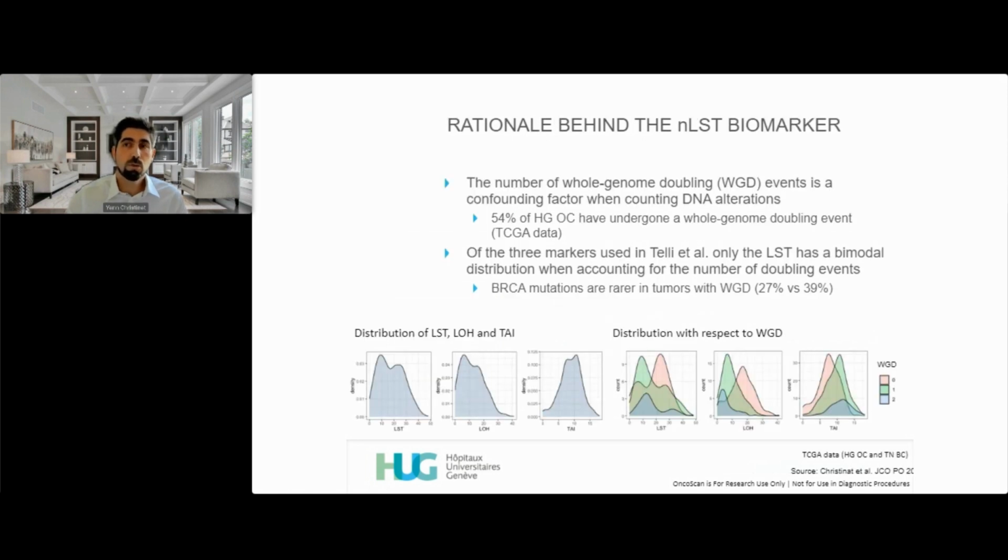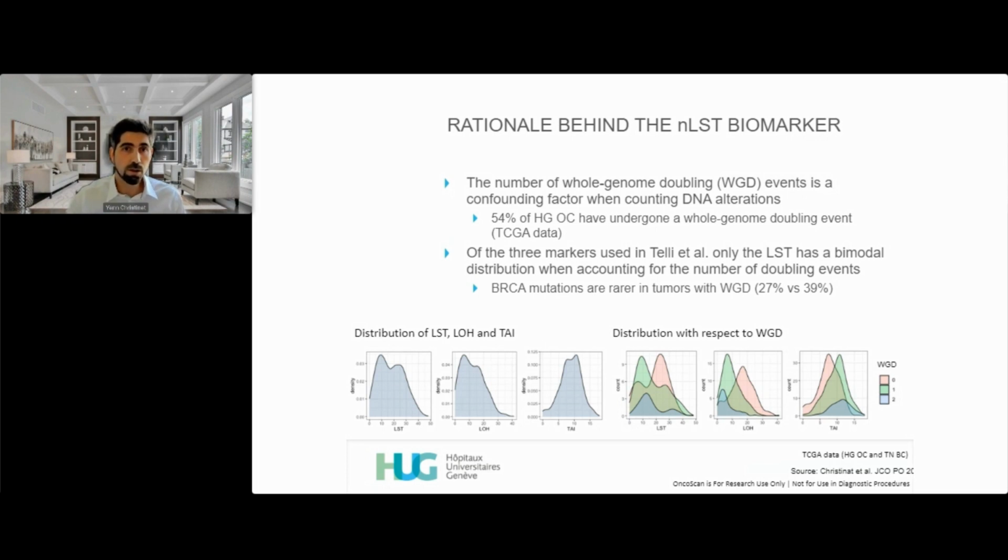Now, I told you we have a new biomarker. There's a rationale behind it. And the rationale is that in half of the cases in ovarian cancer, we see something that is called whole genome doubling. A whole genome doubling happens during mitosis. Instead of having two copies in each cell, you duplicate, and then instead of getting two in each, one cell gets them all. You double the genome, and if you're counting alterations, obviously that's a confounding factor.